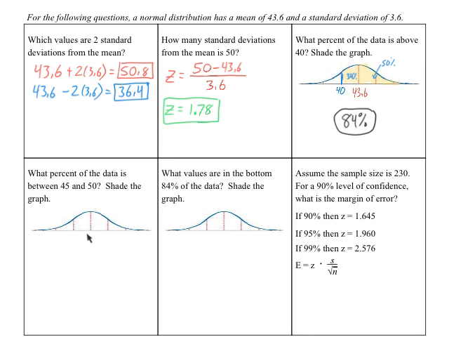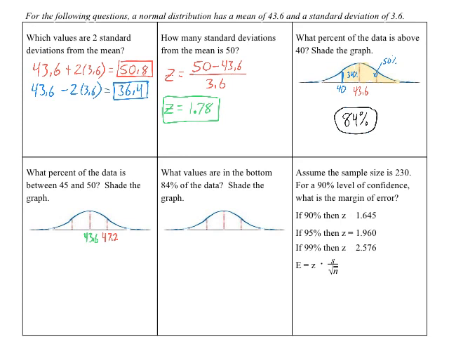So for this one, we have to use table A. So to do this one, first let's draw it. We have 43.6 here again. And then we're going to be adding 1 by 1 as we go. Actually, we don't go left, everything's above that. So we take 1 step to the right, and you have 47.2. Take another step, you have 50.8.